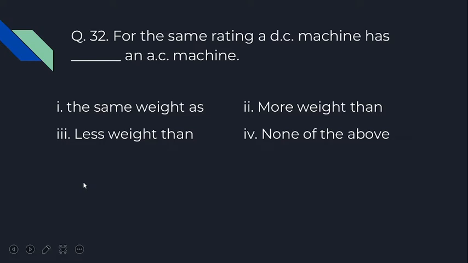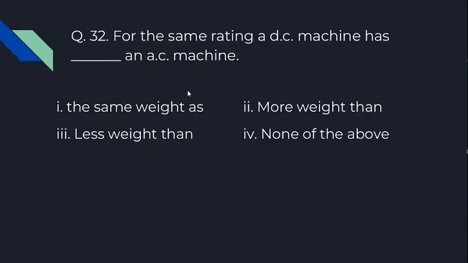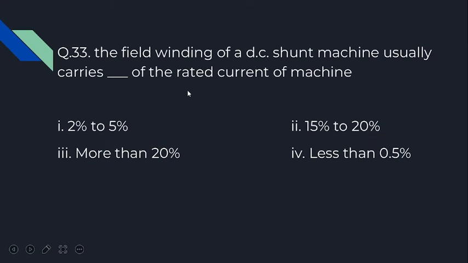So very simple question it is. When we compare an AC machine and a DC machine, the parts almost remain the same, but the only change in a DC machine is that the commutator segments will be included. So when we include an additional element in a DC machine, the weight is definitely going to increase. So we can say the answer for this question will be option 2, that is, more weight than the AC machine. Right. Now let's move to question number 33.